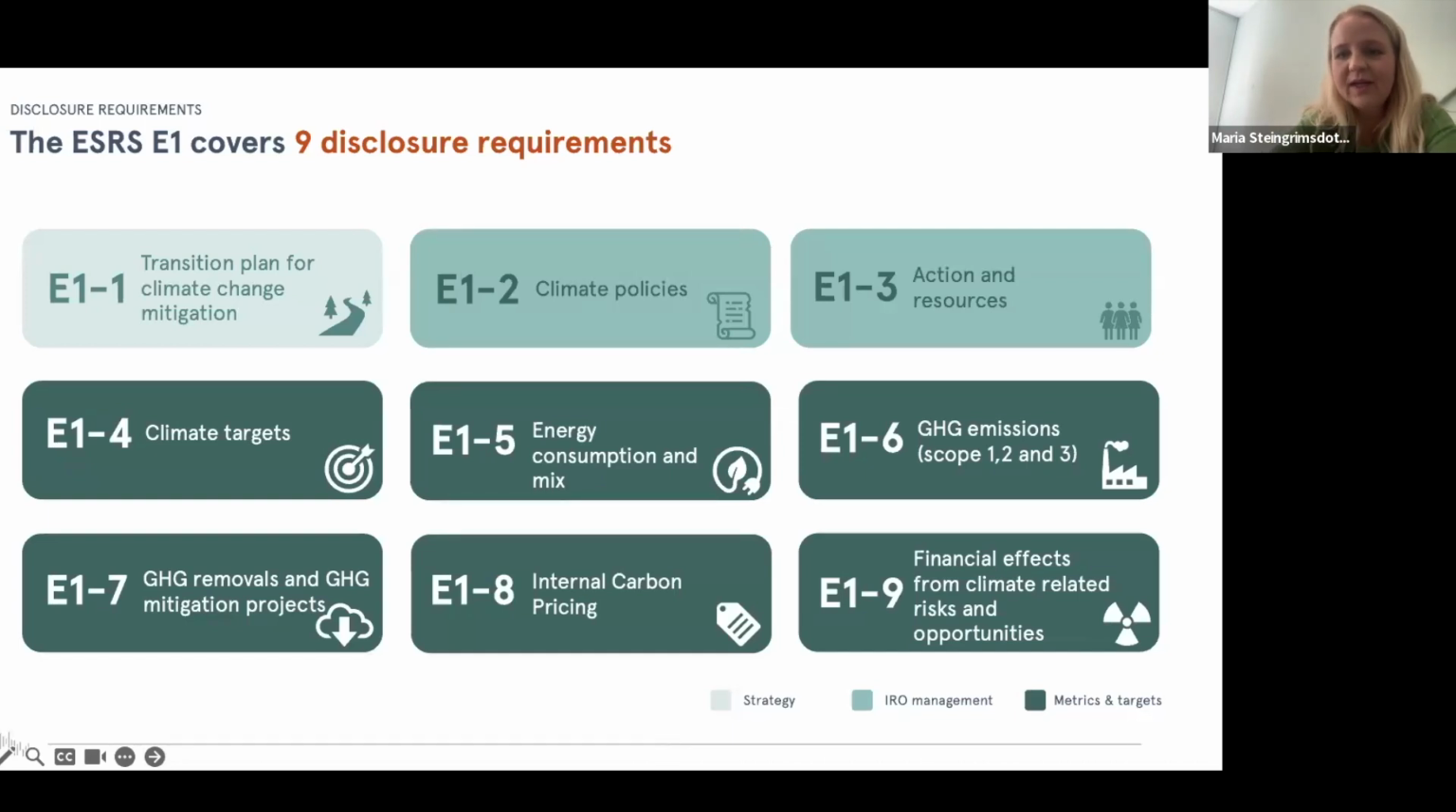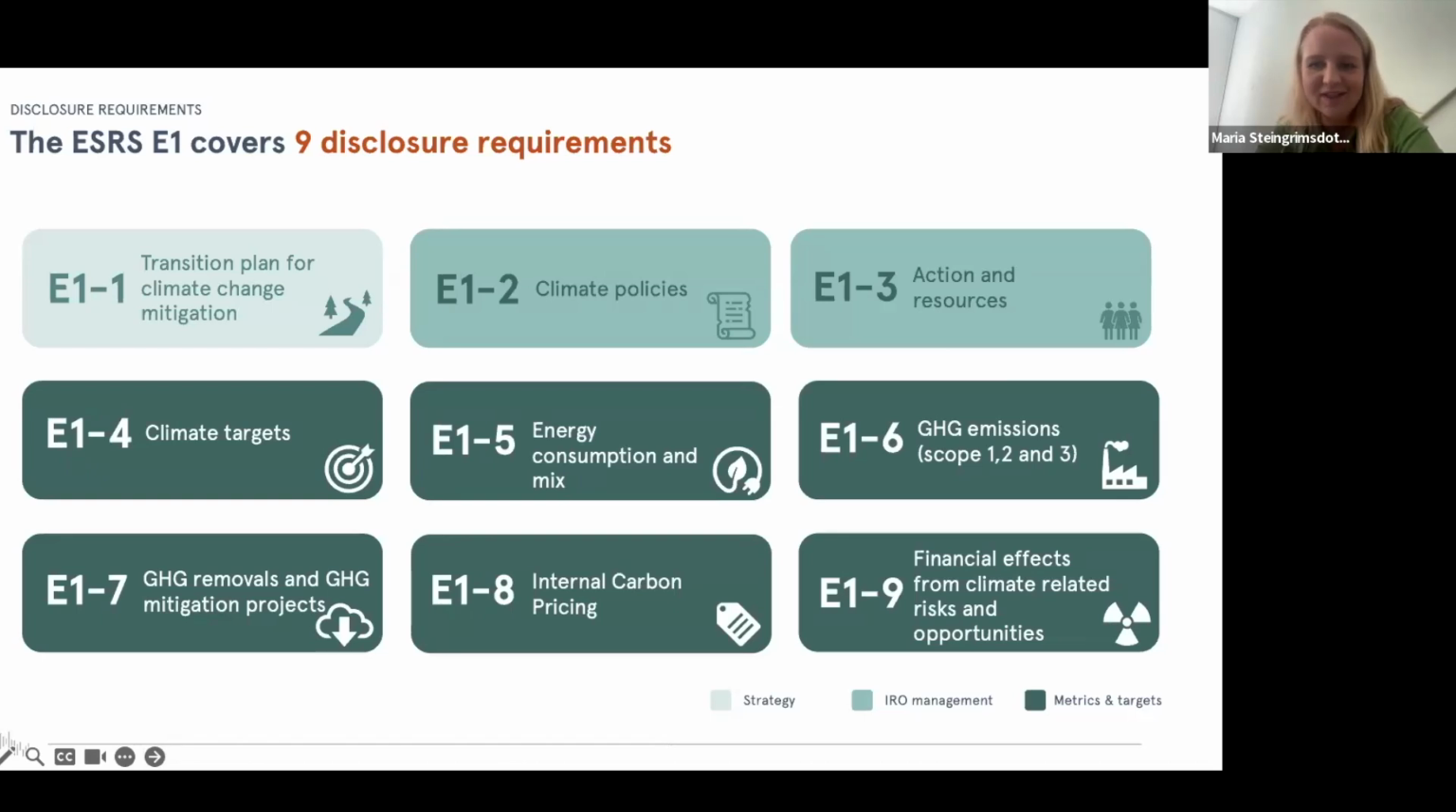The transition plan is embedded within the strategy, as this disclosure point outlines the strategy for how the company is going to decarbonize. Then climate policies and actions and resources are embedded within the IRO management, which is how the company manages its impacts, risks, and opportunities related to climate change. The other 6 disclosure requirements are located within metrics and targets and mainly consist of quantitative data points.